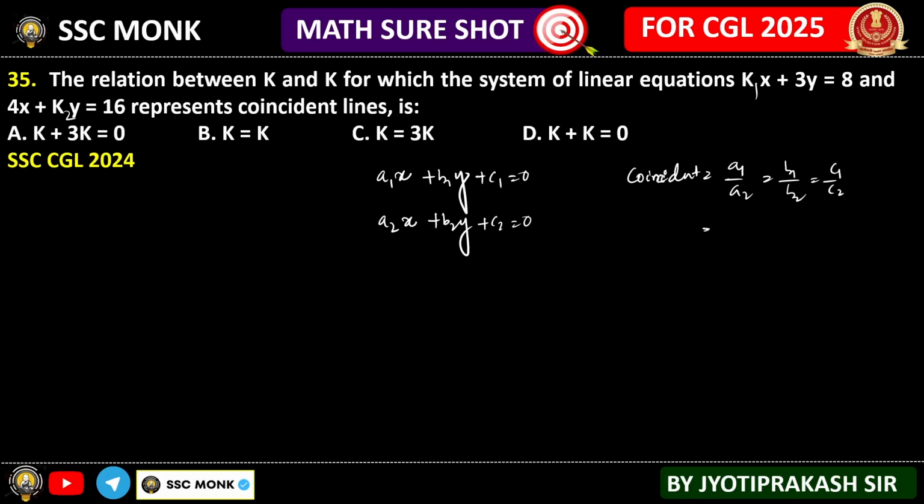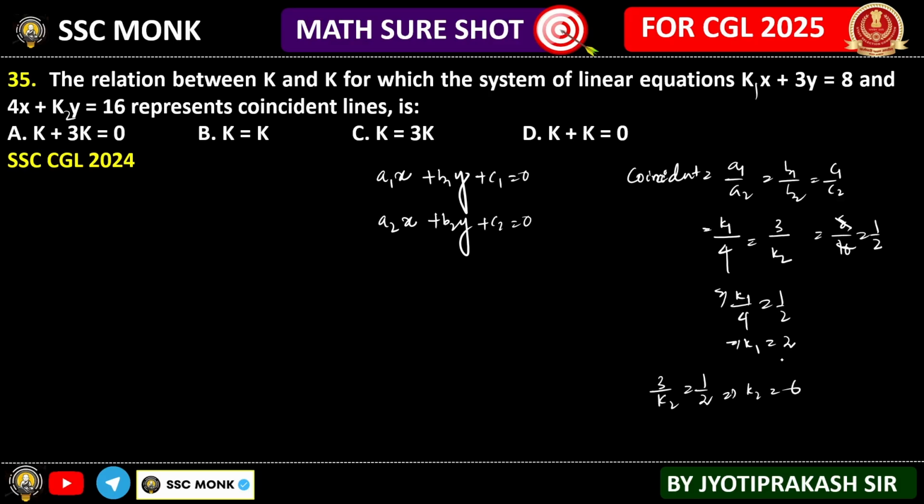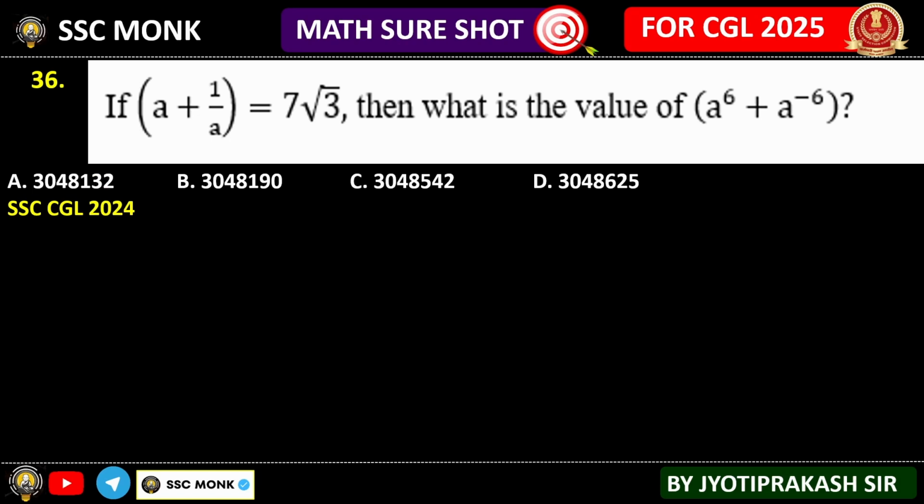Here a1 is k1, a2 is 4, b1 is 3, b2 is k2, and c1 by c2 is 8 by 16, that is equal to 1 by 2. So I can write k1 by 4 is equal to 1 by 2, or k1 is equal to 2. Here I can write 3 by k2 is equal to 1 by 2, or k2 is equal to 6. So what is the relation? See, k2 is equal to 3 into k1, because 3 into 2 is equal to 6. So k2 is equal to 3 into k1, the right answer. Clear? Next, if a plus this, then what is the value of it?